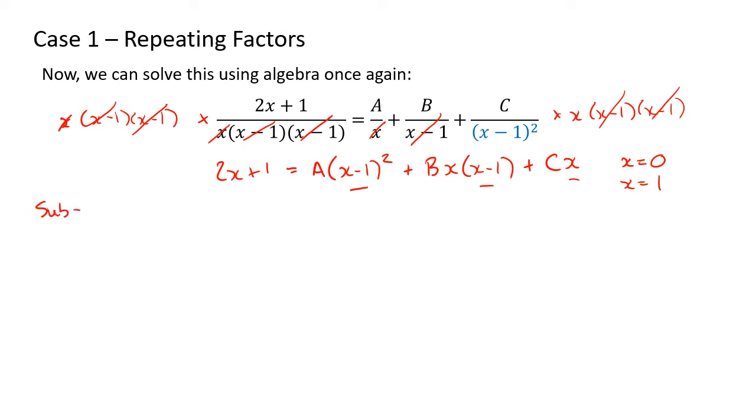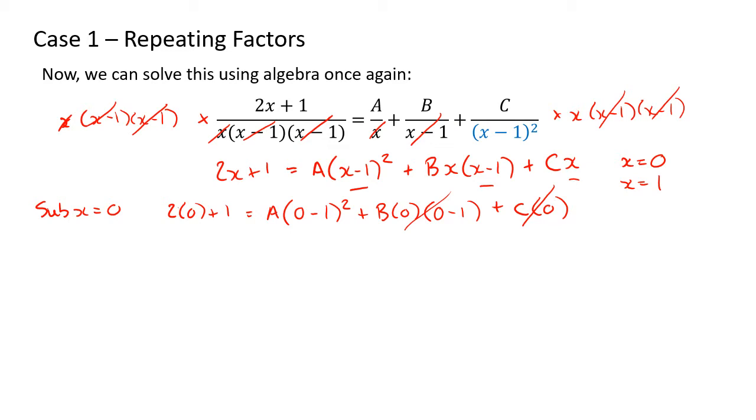If we sub x equals 0, we get 2 times 0 plus 1 is equal to a times 0 minus 1 squared plus b times 0 times 0 minus 1. You'll see that this term will then cancel because it's multiplied by 0, plus c times 0. Again, the third term would cancel. So 2 times 0 is 0, and we're left with just 1 is equal to a times negative 1 squared.